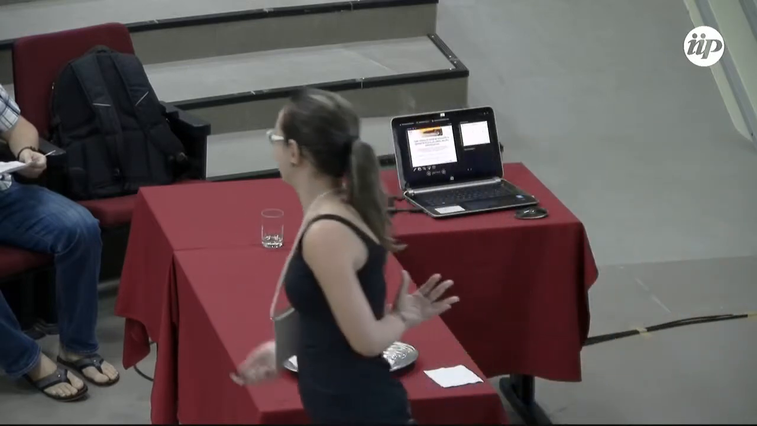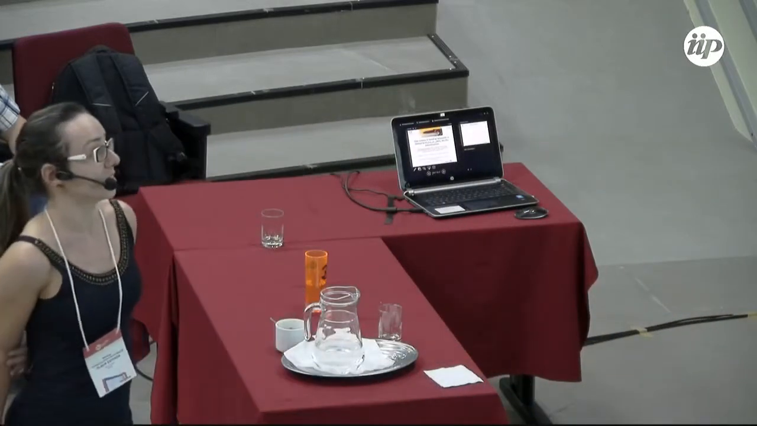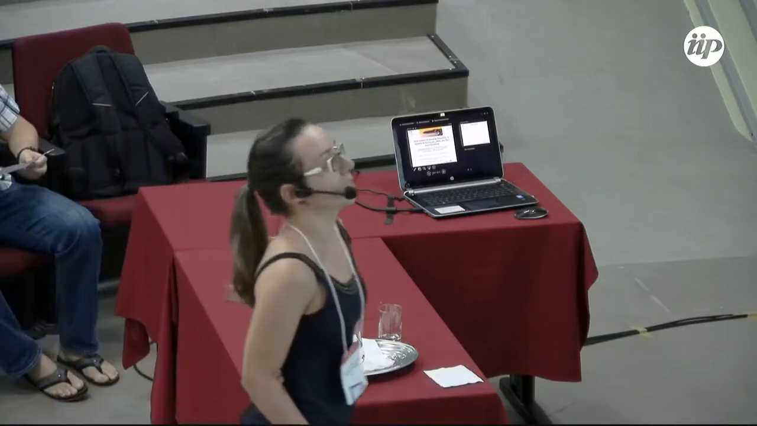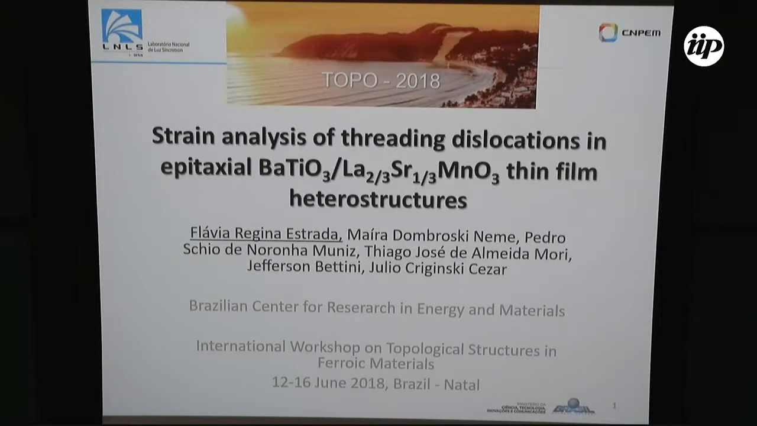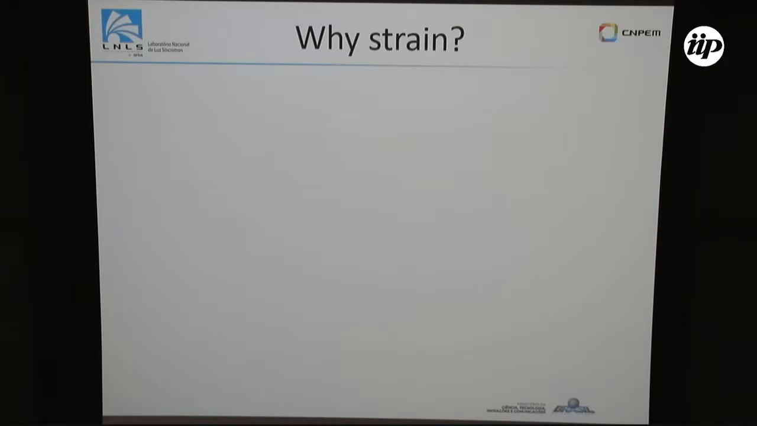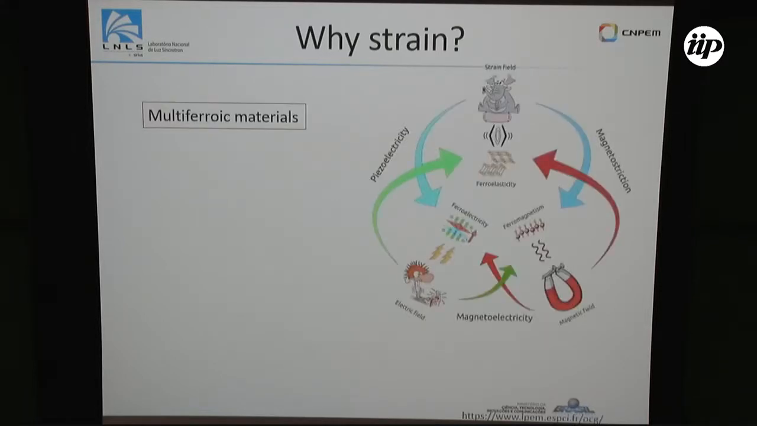The name of the presentation is the strain analysis of 3D dislocation in epitaxial barium titanate, barium-strontium manganite thin film heterostructures. And I'd like to start by explaining why strain. We know multiferroic materials.